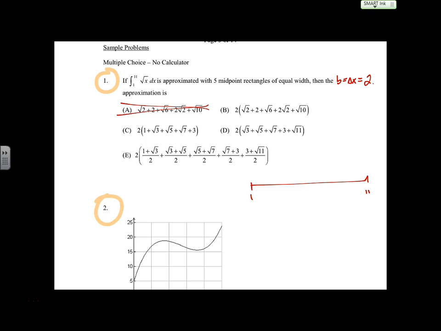And I'm going by 2, so I'm going to go to 3, I'm going to go to 5, I'm going to go to 7, I'm going to go to 9. So these are my jumps, if you want to think about it this way. There's the first subinterval, second subinterval, third subinterval, fourth subinterval, fifth subinterval.